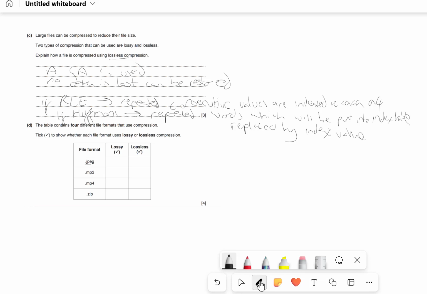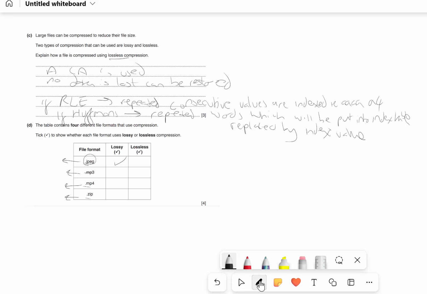Okay, so we now got different files. See if you can actually tell me, pause the video, each one of these, what are they used for? Okay, so JPEG is image, and this is lossy. A JPEG is a compressed image file format. It can still look amazing, but it's still being compressed.